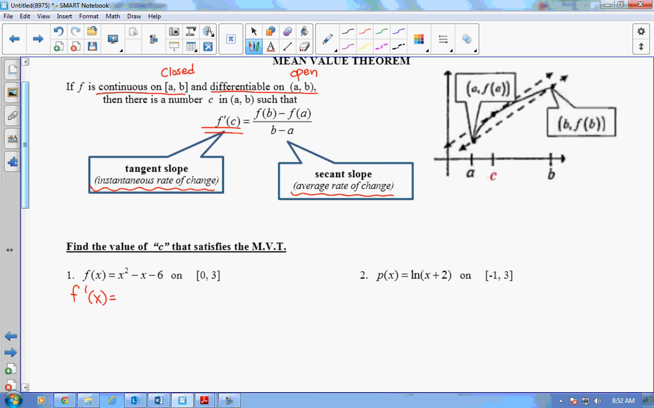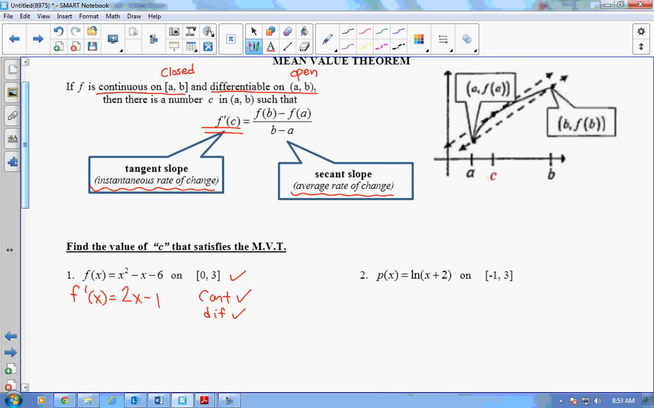F prime of x. We don't know C yet. What's the derivative of that, Alex? Good. 2x minus 1. And are we on a closed interval? Let's actually make sure our two things check. Yes. Is a quadratic continuous? It is continuous, and differentiable everywhere. There are no cusps. It's not like the absolute value where we have a sharp corner. So it's continuous and it's differentiable.